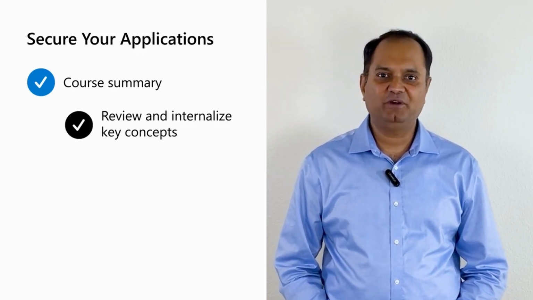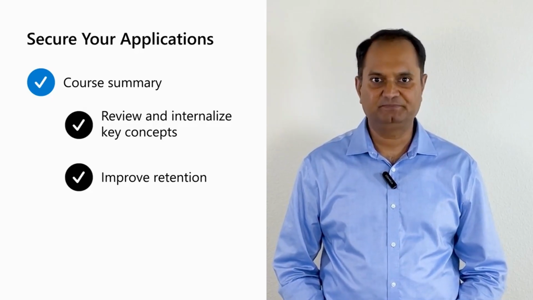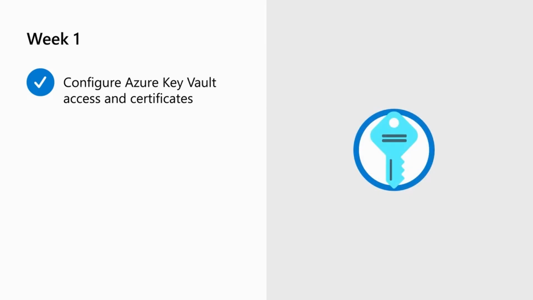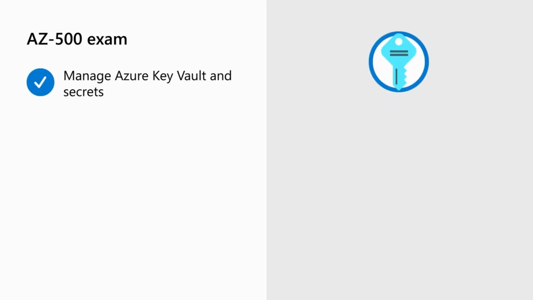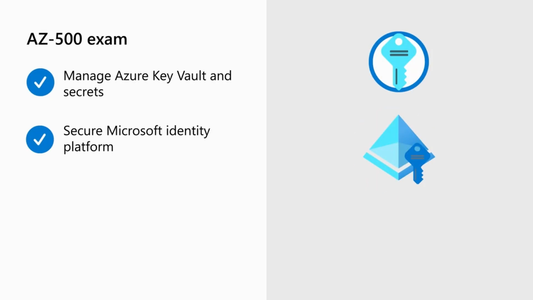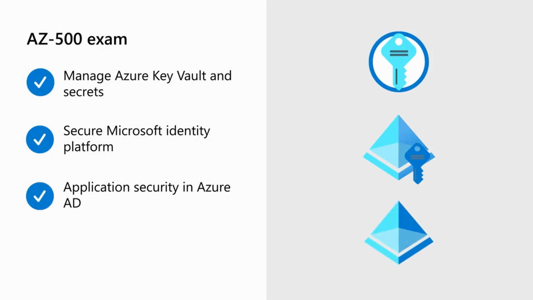You have explored various fascinating topics in the Secure Your Applications course. How much information are you able to retain? A course summary allows you to review and internalize key concepts and improve retention. In the first week of this course, you learned the concept of configuring Azure Key Vault access and certificates, where you have come across a definition of Azure Key Vault access and the related certificates to get access. You learned that the AZ-500 exam tests your knowledge and skills in managing Azure Key Vault access keys and secrets, securing Microsoft Identity Platform, and application security in Azure Active Directory, also called Azure AD.